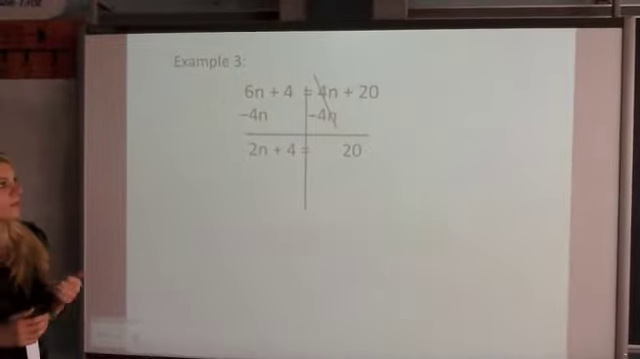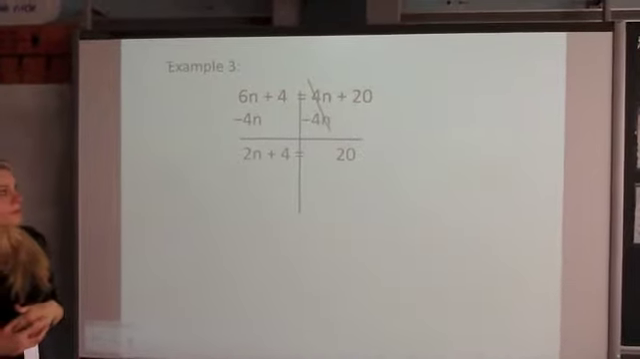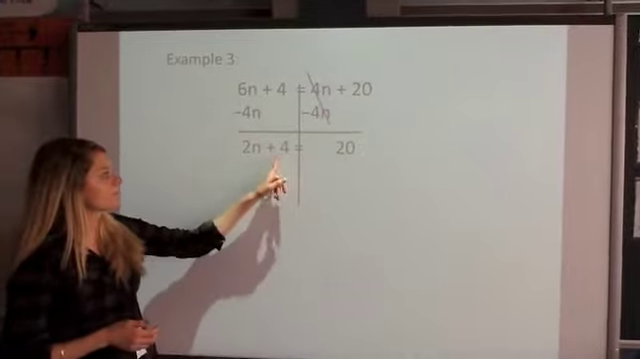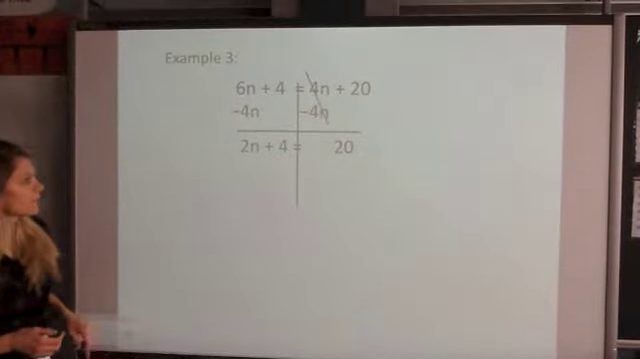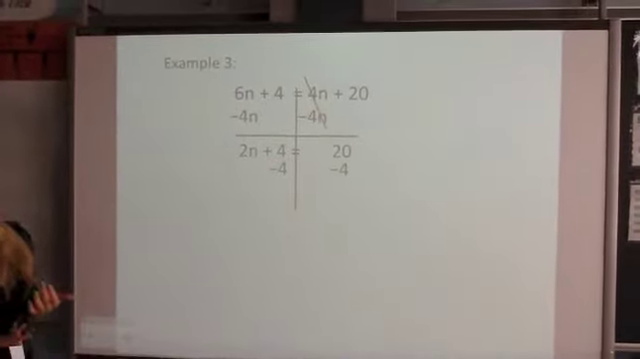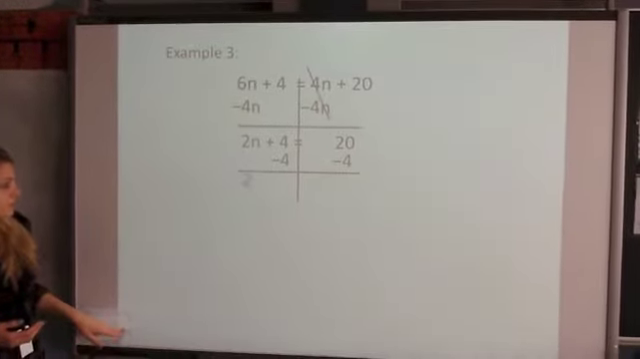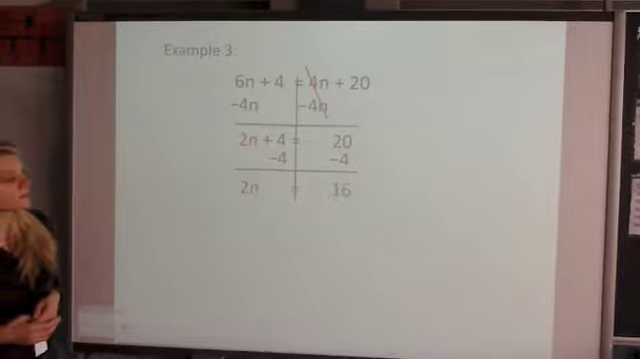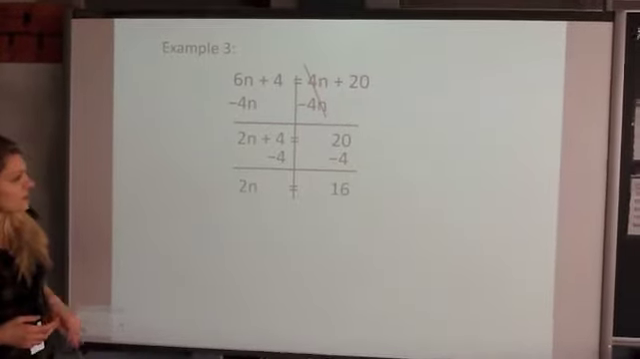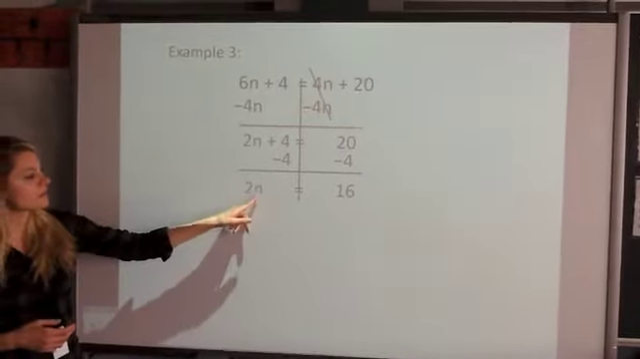Now I want to get the variable on one side and the numbers on the other. So to do that, I need to move this 4. So I can subtract 4 from both sides because 4 minus 4 is 0. So that cancels out that 4. So I have 2n is equal to 20 minus 4, which is 16. Now my last step, I want to get this n by itself on one side of the equal sign.